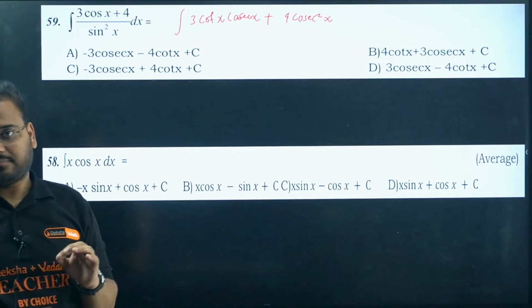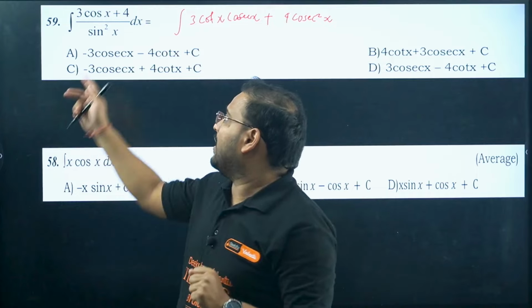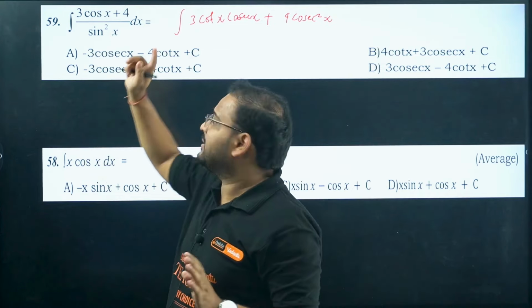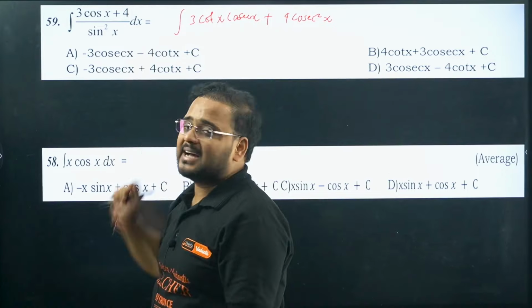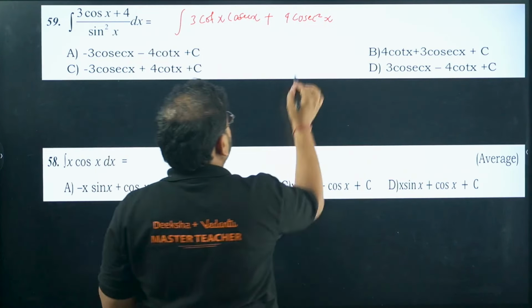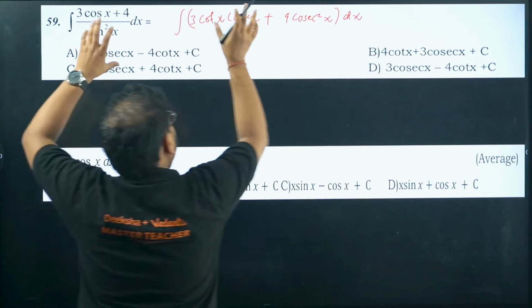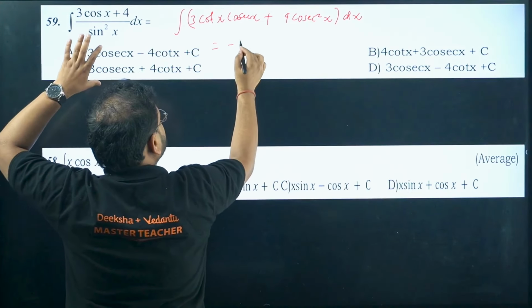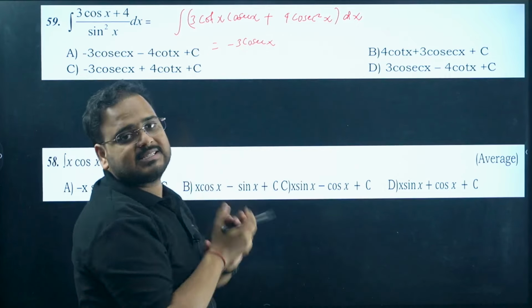Agreed? What have I done? I have simply taken two parts, one with 3 cos x by sine square, that becomes 3 cot x cosec x. Second is 4 by sine square, that becomes 4 cosec square x. Integration of this, I hope you know this. If not, don't worry, I'll tell you. This integration is going to be what? Minus 3 cosec x, same fashion as sec.